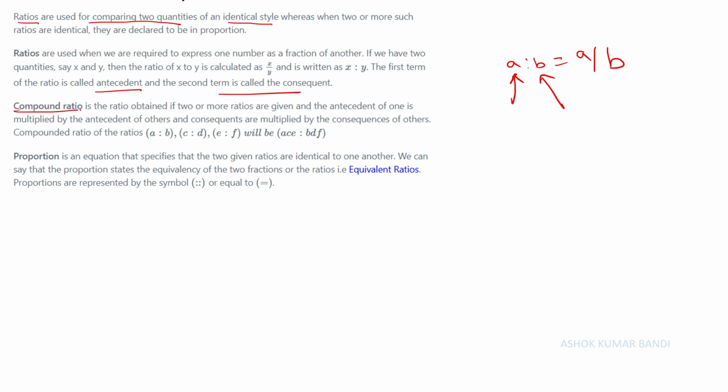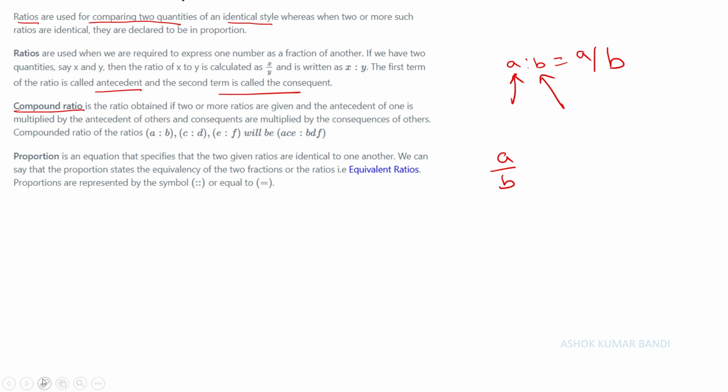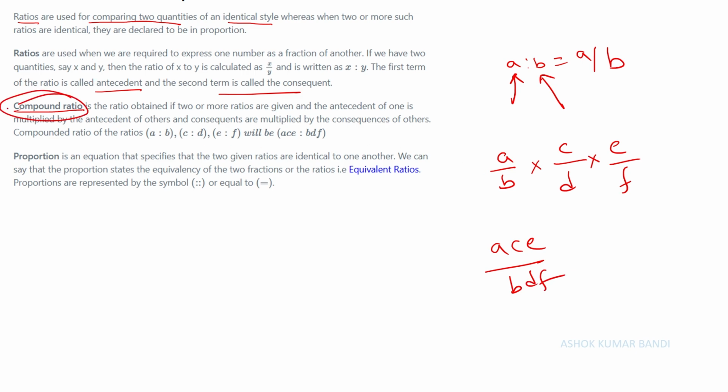And coming to compounding of ratios, compounding is simply multiplying the ratios. Let us take, I am having three ratios, A by B, C by D and E by F. What is meant by compounding of ratios? Simply multiplying one ratio with the other ratios. That is ACE by BDF. That's the meaning of compounding of ratios. That is simply multiplying the ratios.